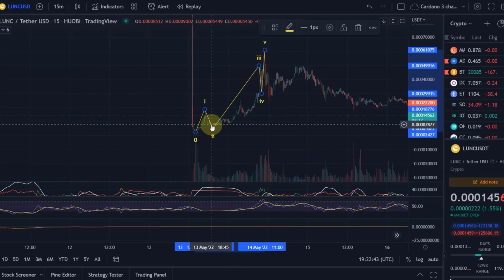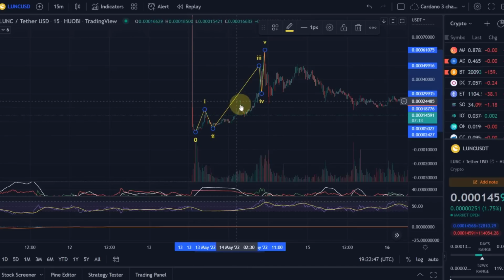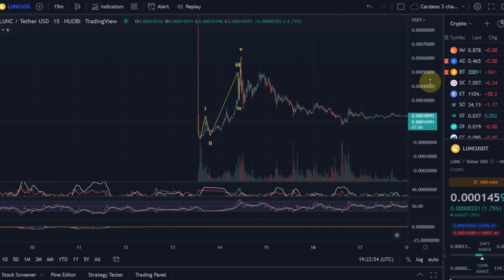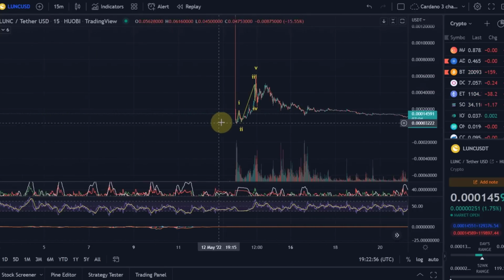Absolutely valid count, where you can count the wave 3 in itself also as 5 waves: 1, 2, 3, 4, 5. So an absolute valid impulsive move to the upside. From here then, we entered a long correction.